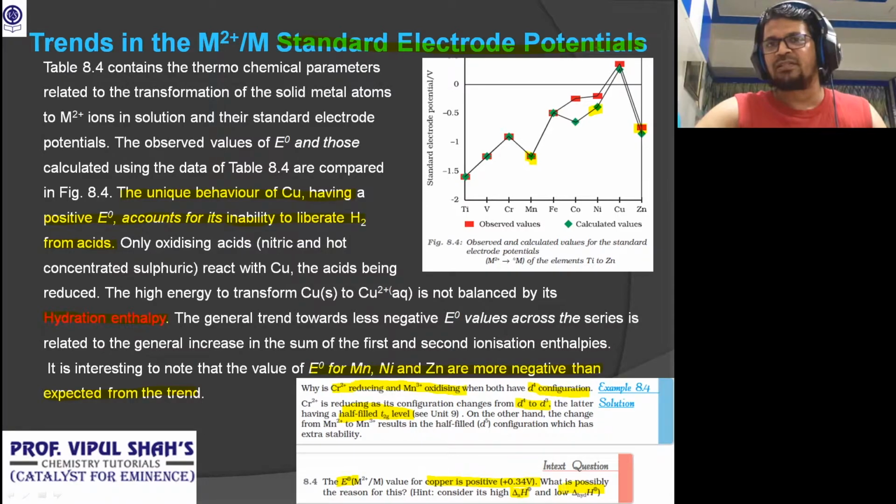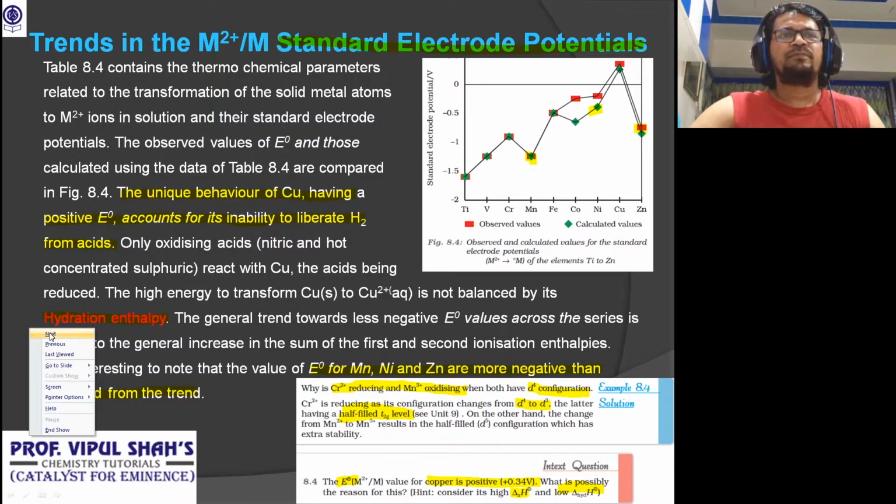The reason is simple. Cupric ions readily undergo reduction because of 2 reasons. One, because of its low hydration enthalpy, and second, because of its high lattice energy. So these 2 reasons contribute to cupric ions readily undergoing reduction to give copper, is this clear, hence the SRP is positive.